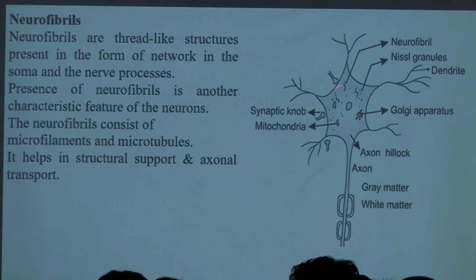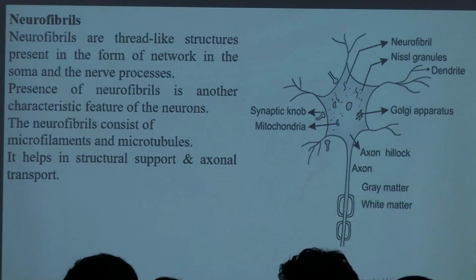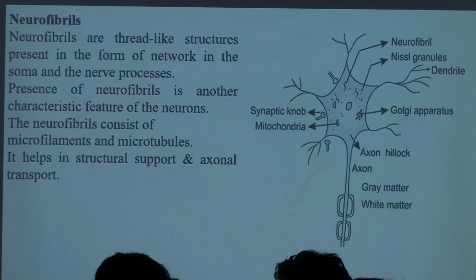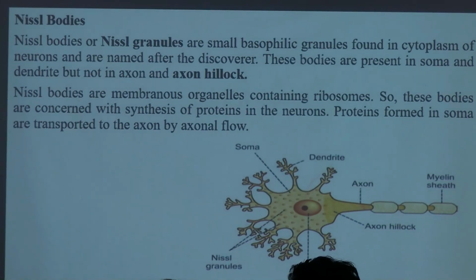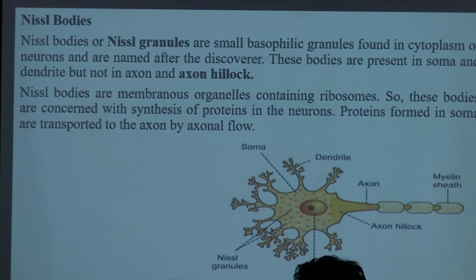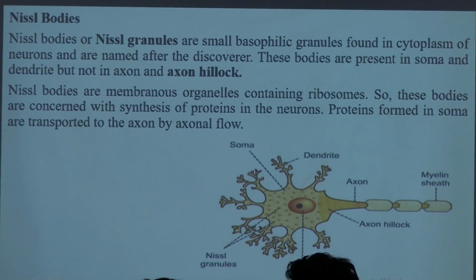Okay, ये जो neurofibrils दिखाई दे रहा है, you can see the neurofibrils. These neurofibrils are made up of microfilaments and microtubules. Now, the main function is to provide the structural support and axonal transport. Structural support to the cell body and axonal transport, जो impulse transport होता है through the axon. In that, it is helping the neurofibrils. Okay. Next, after the neurofibrils, there is an important structure that is called as Nissl granules, or also called as Nissl bodies. Okay. Now, these are basophilic granules present in the cytoplasm.